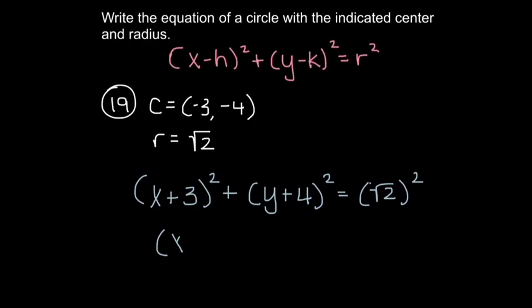Again, x plus 3 quantity squared will stay x plus 3 quantity squared. Y plus 4 quantity squared will stay y plus 4 quantity squared equals the square root of 2 squared is just 2.